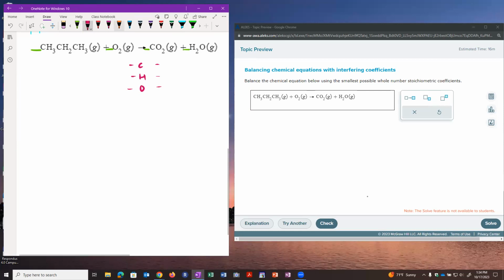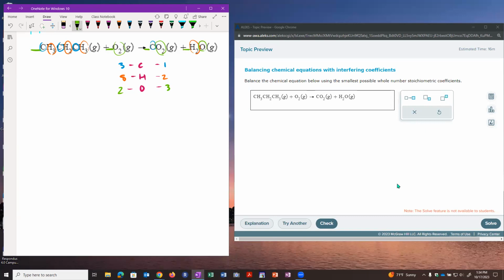So on the left side, I have 1, 2, 3 carbons. On the right side, I have 1. On the left side, I have how many H's? 3 H's, 4, 5, and 3. 8 H's on the left. On the right side, I have 2 H's. On the left side, I have 2 oxygens. On the right side, I have 2, and then I have the 1 here from the H2Os. I have 3 O's on the right.